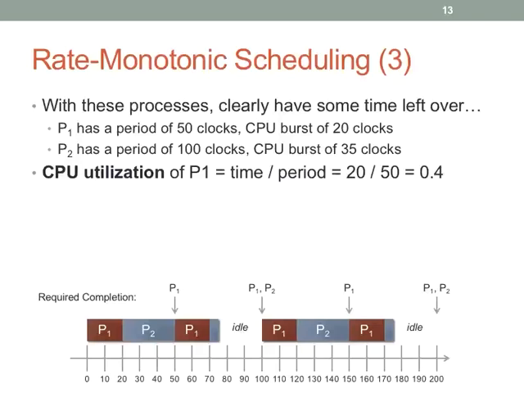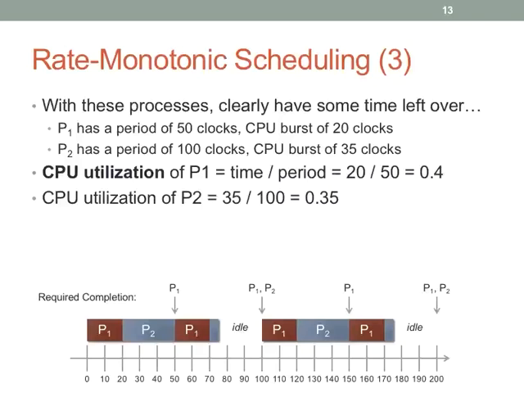So we just say, how much time do you require over what is the period? And so you can see here that P1's CPU utilization is 20 clocks over 50 clocks, or I need 20 clocks out of every 50. And so you can say that I need 40% of the CPU time. So that's the CPU utilization of P1. Do the same thing for P2. I need 35 clocks out of every 100 clocks. So my CPU utilization is 35%.